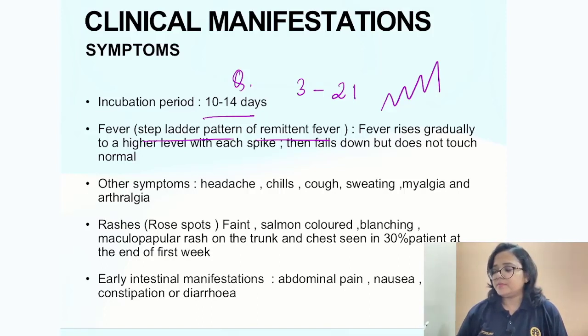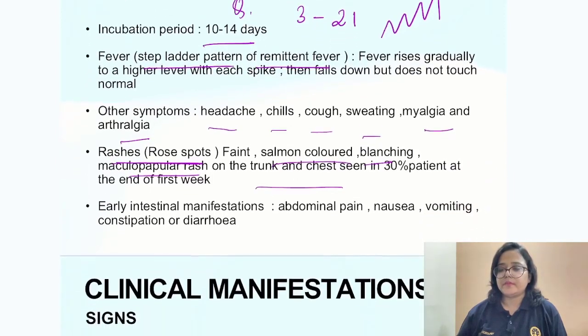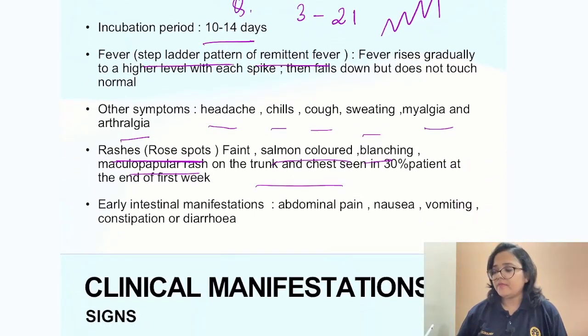The other symptoms we have are headache, chill, cough, sweating, myalgia and arthralgia. Another pathognomonic feature is the presence of rashes, also known as rose spots, which are salmon colored, blanching, maculopapular rash on the trunk and the chest, seen in only 30% of patients. And then we have intestinal manifestations like abdominal pain, nausea, vomiting, constipation or diarrhea.